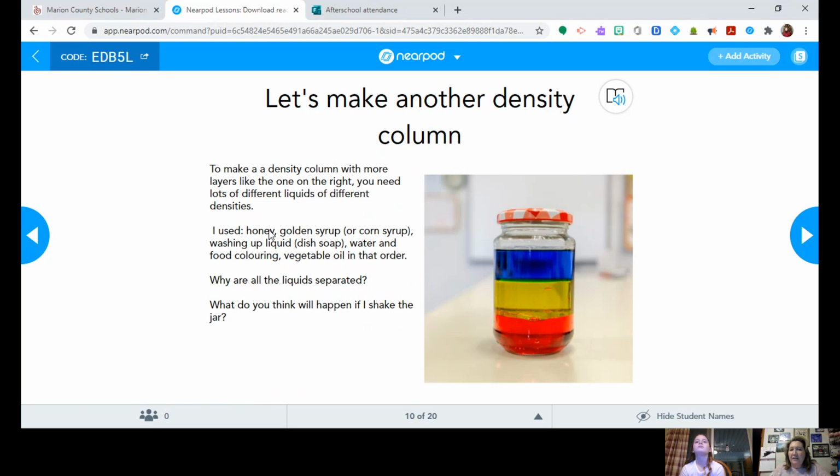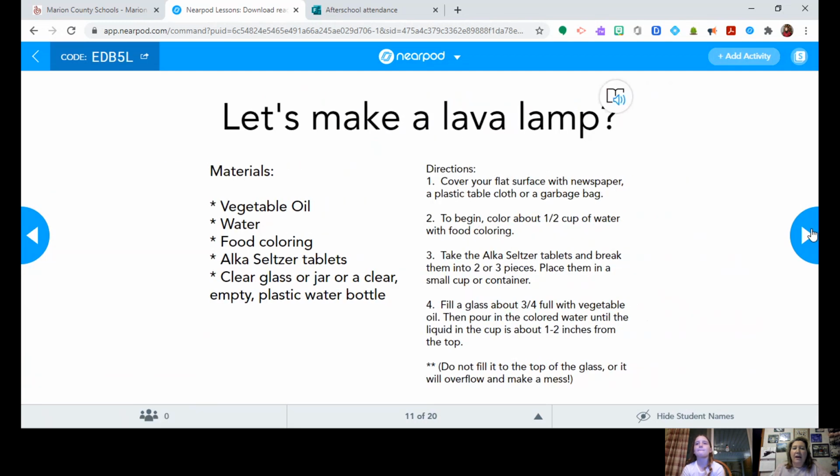And I told you here's some things you could use: honey, syrup, or corn syrup. If you have regular plain syrup, you can use that. Dish liquid, water, food coloring, vegetable oil. And then you can see that they'll all separate out. If I shake it up, it's going to mix up, and then as I leave it sit, you're going to see that it's going to separate right back out again into its layers. Okay, so are we ready to make a lava lamp?